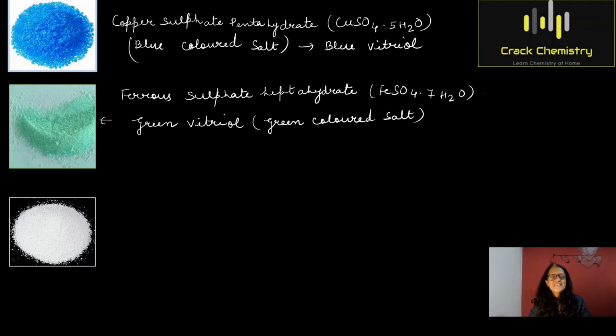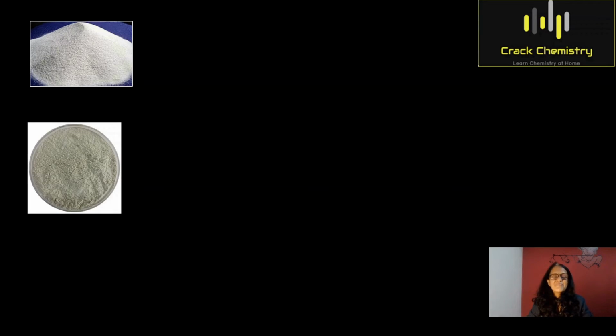Now let's discuss the third example of hydrated salt. Students, the third example of hydrated salt is washing soda. This compound is there in your syllabus. Its preparation, properties and uses are all there in your syllabus. So washing soda is Na2CO3.10H2O, sodium carbonate decahydrate.